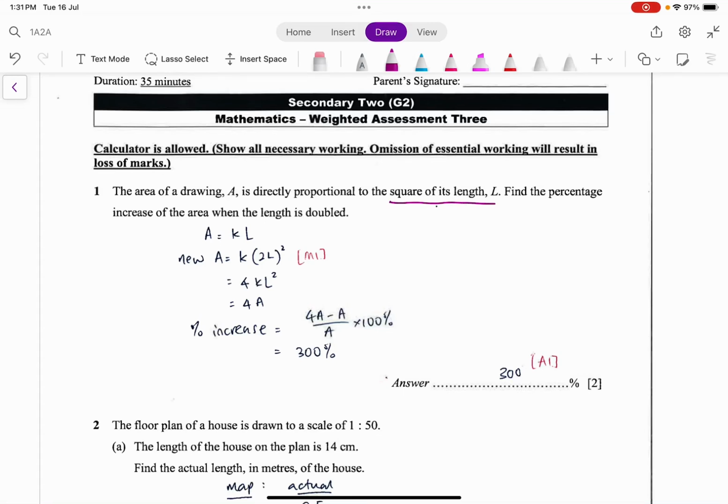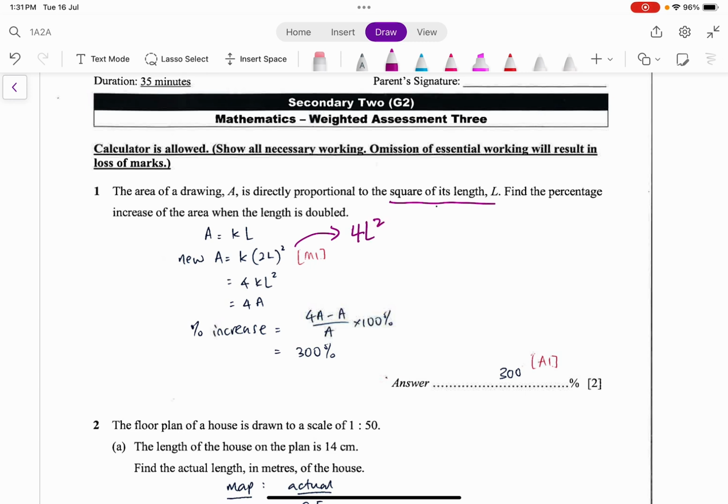Better put on specs when you do your work. And then the next part here is this square thing. This is 2L times 2L. This is another common mistake you all like to make. Okay, 2L times 2L is 4L squared.